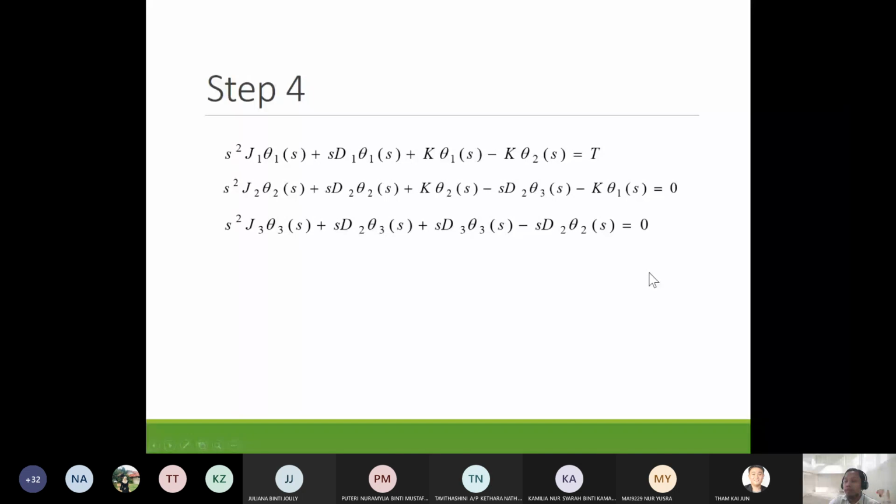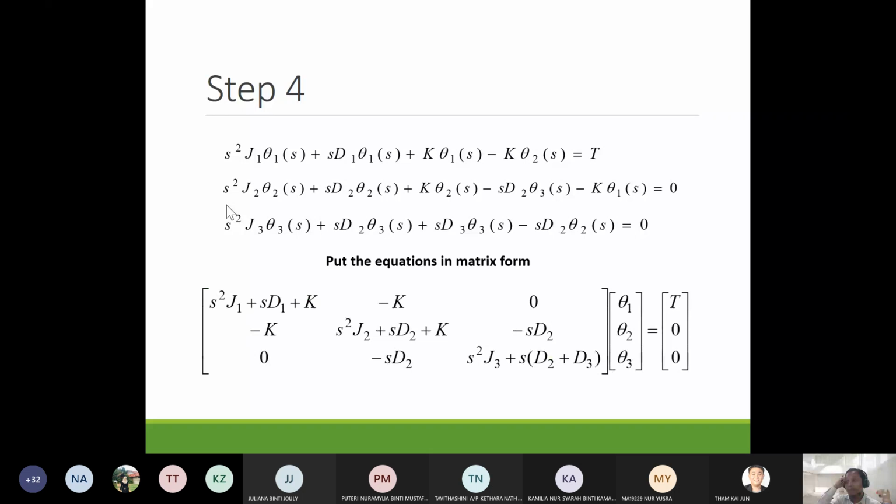So we have three equations just now. Then we can convert them into the frequency domain. So this is already converted into the frequency domain. Then we can arrange them in matrix form. Make sure your matrix is symmetric. If it is symmetric, then your answer is correct.